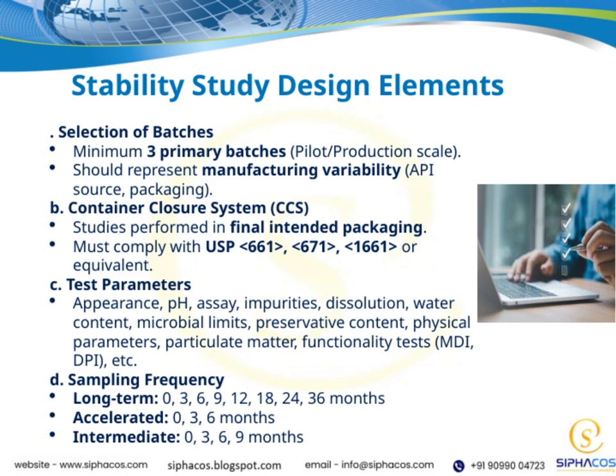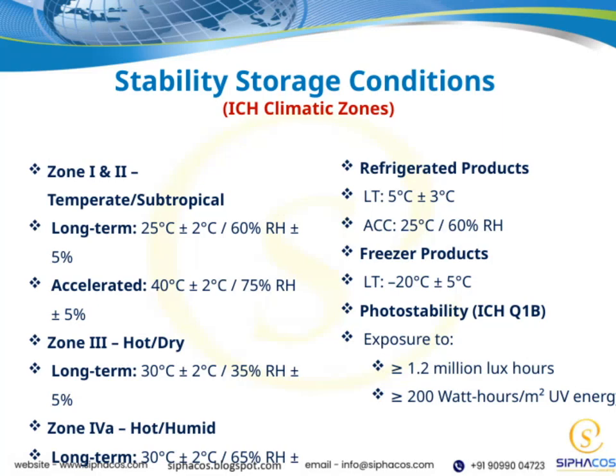For long-term studies, samples are typically taken at 0, 3, 6, 9, 12, 18, 24, and 36 months. Accelerated studies usually involve sampling at 0, 3, and 6 months, while intermediate studies might be at 0, 3, 6, and 9 months. Proper design of these stability studies ensures we gather meaningful data to support product shelf life and storage conditions. Let's take a closer look at the different climate zones and how they influence storage conditions.